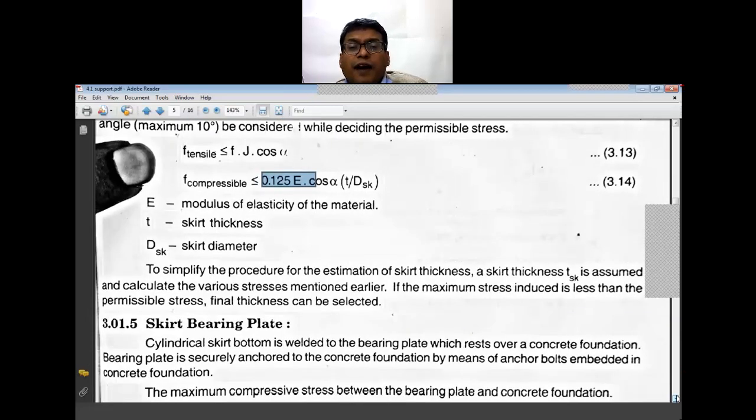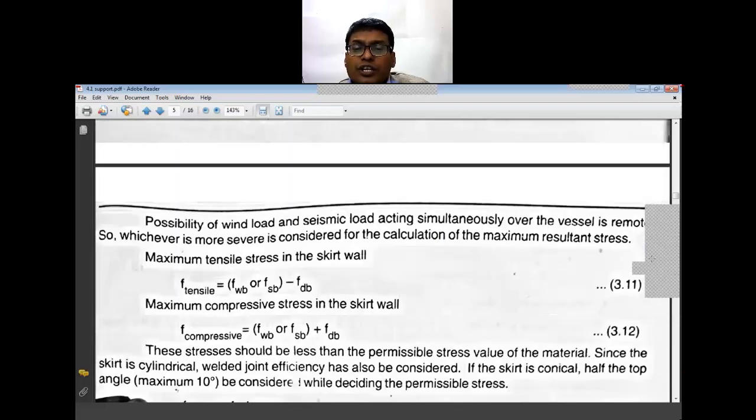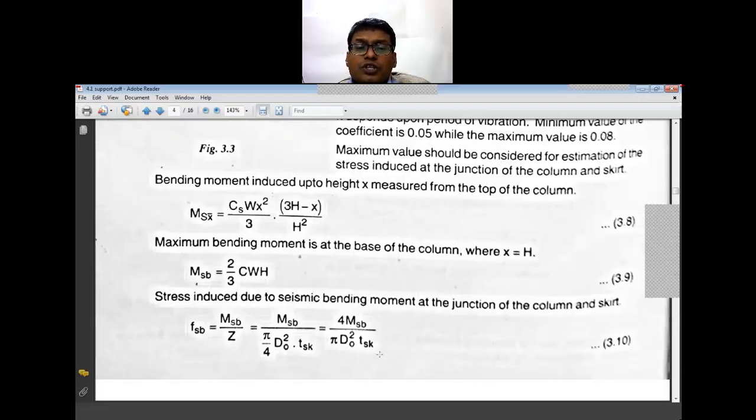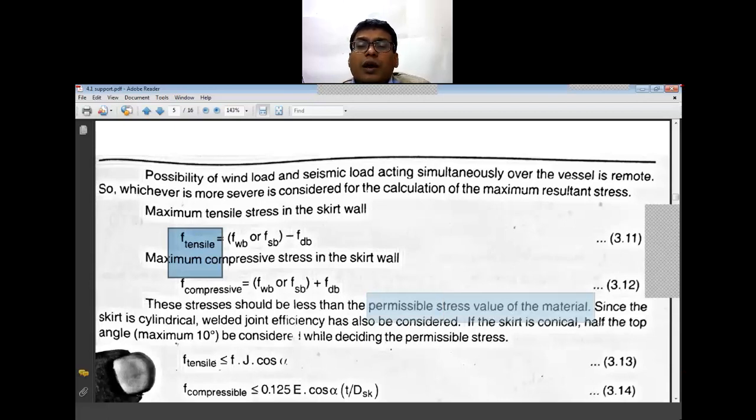To simplify the procedure for estimation of the skirt thickness, the skirt thickness TSK is assumed. Everywhere you are taking into account the TSK thickness. Only if you know the thickness value will you be able to calculate the stresses value. So the compressive stresses and finally the tensile stresses are to be calculated, and they have to be compared with the permissible values of the material.